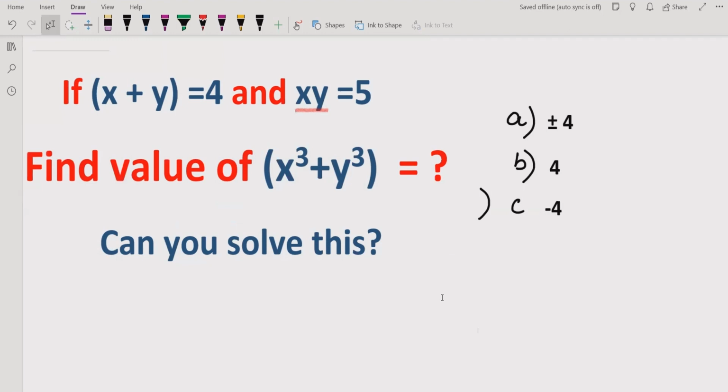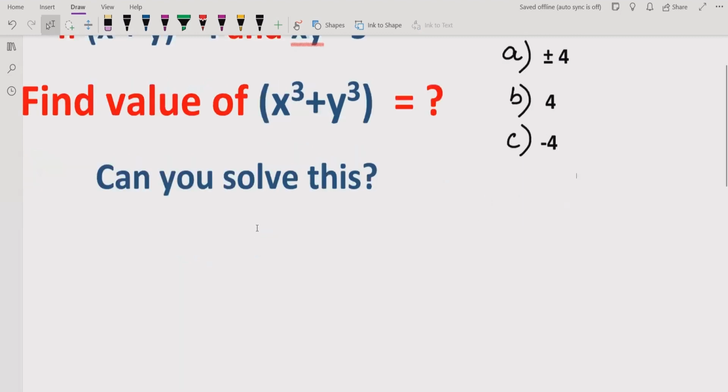Today we will solve another question related to the value of x cube plus y cube. We have a few values given in the question: x plus y equals 4 and xy equals 5. We have to find which is the correct answer of this expression. Here we have three options: plus or minus 4, 4, and minus 4. You can solve and tell me the exact answer in the comment box.